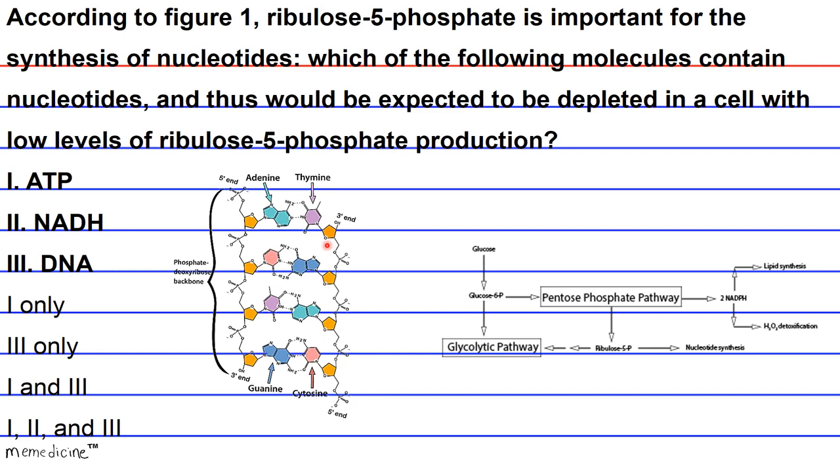Yeah, so basically ATP, NADH, and DNA all have nucleotides. So a cell with low levels of ribulose 5-phosphate production would also likely have low levels of ATP, NADH, and DNA as well. This could be very problematic. All right, okay.